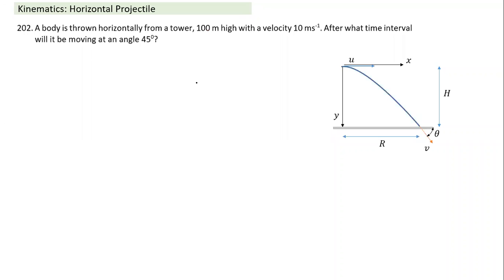A body is thrown horizontally from a tower 100 meter high. So there's a tower here, and the height of the tower is 100 meter. It's a very simple question, so all of you think it over. I'll ask some of you to respond. It is thrown horizontally with a velocity of 10 meter per second. After what time interval will it be moving at an angle of 45 degrees?